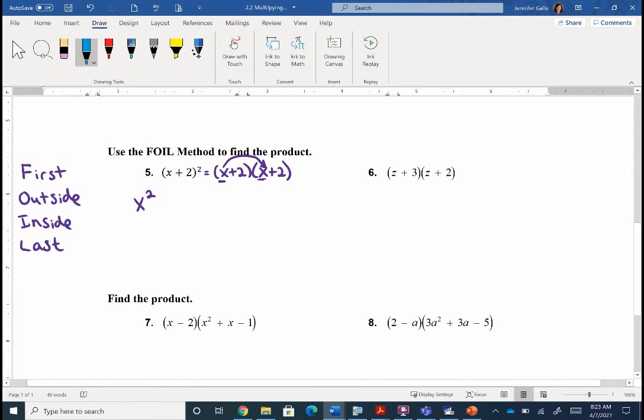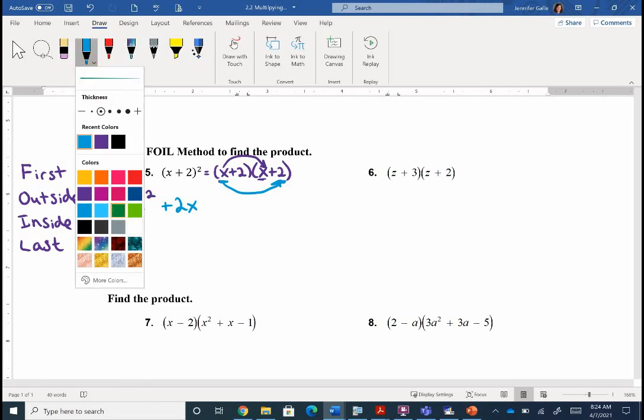The next part of our acronym says outside. So I'm going to take x times the 2. Those are the 2 outermost terms. So O could be outside. Some people say it's outer. It's the 2 outside terms, the terms on the very far left and the very far right.